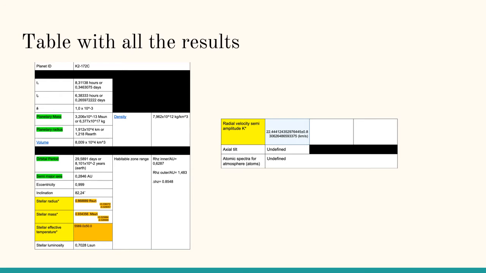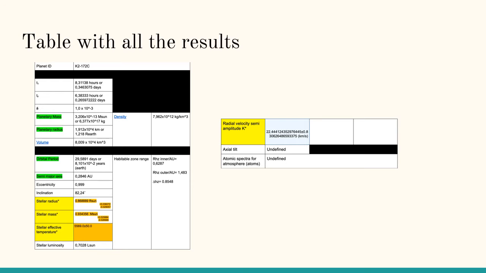So as you can see here, Mr. Cash, this is a table with all the results. You have the planet ID and all the calculations that we made and some data that we collected from NASA directly. I won't go through it in this presentation because it would take a lot of time and you can see it anyway on the Google Doc.